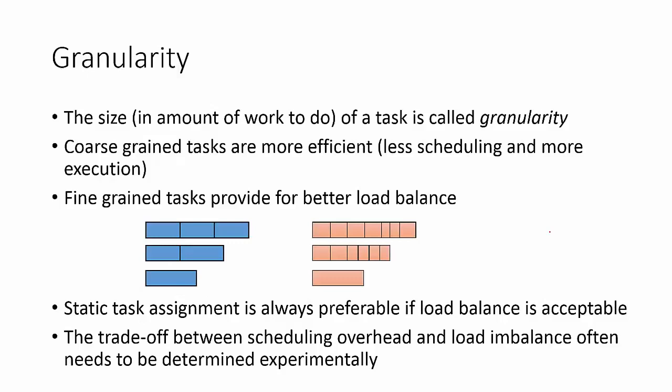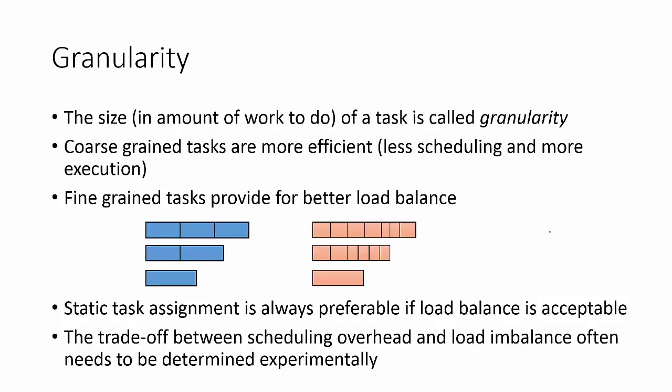So, about chunks of tasks. This is also related to the task granularity. The size in amount of work to do of a task is called granularity. It can also be calculated in terms of execution time. And it's more efficient to deal with coarse-grained tasks, large tasks, because you need to do less scheduling and more execution. But fine-grained tasks provide for better load balance, like in this example here.